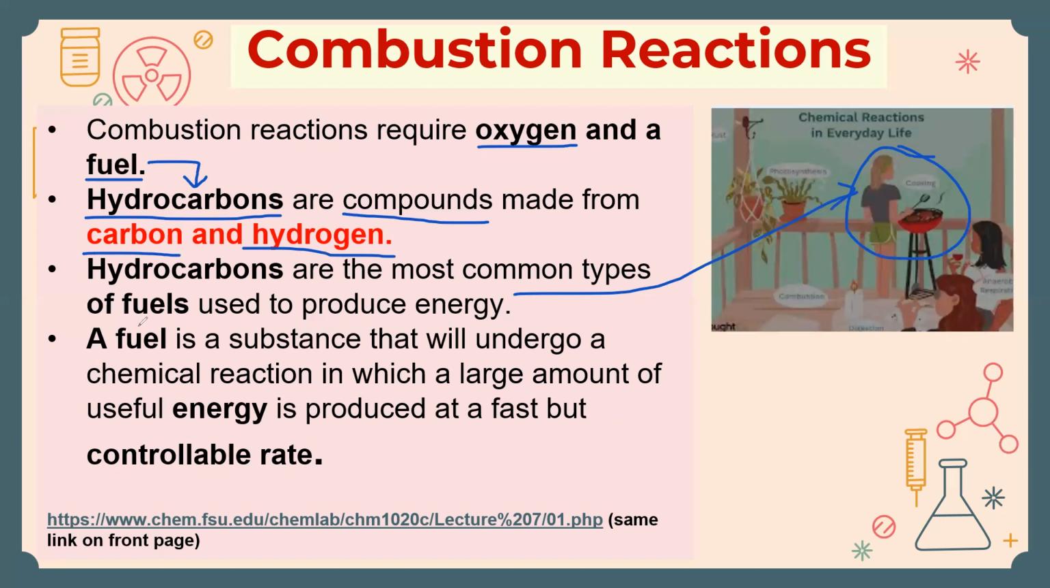Now, a fuel is a substance, and this is how we define fuel. A fuel is a substance that will undergo a chemical reaction in which a very significant amount of useful energy is produced, and it's produced very rapidly, but not so rapidly that we can't control it. For example, when we light a fire or turn on the barbecue, we're still able to control that energy. It doesn't get away from us. So a fuel is that kind of substance.